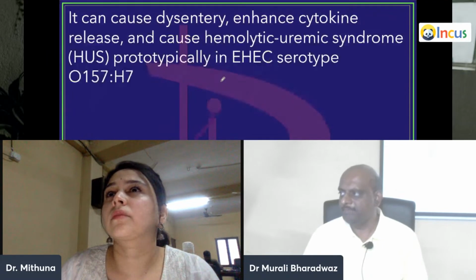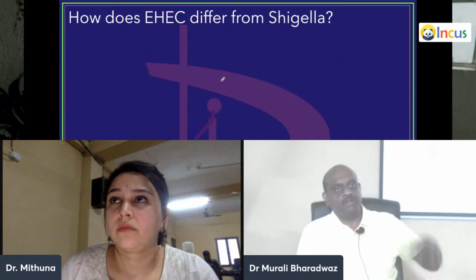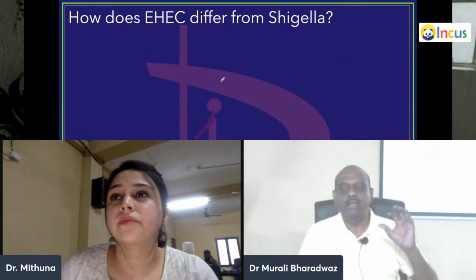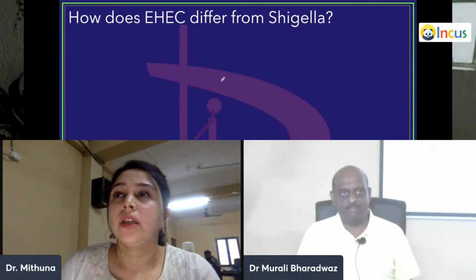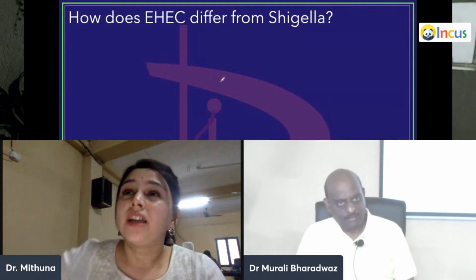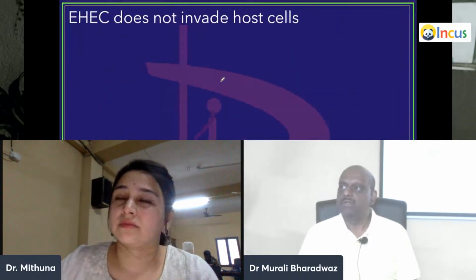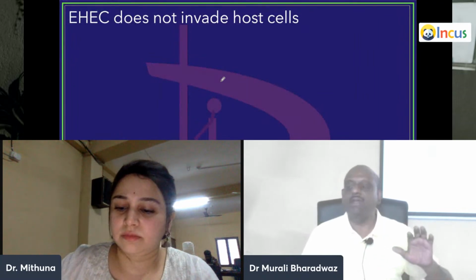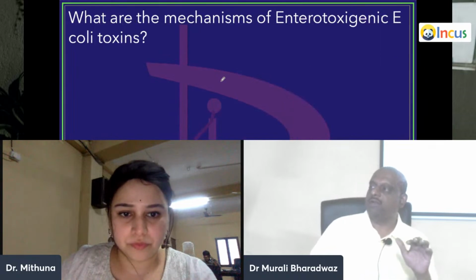Now, doctor, Shigella and EHEC both produce Shiga toxin and are similar. But is there any difference between them? Yes, Shigella enters into the cell, but EHEC attaches to the cell surface. It doesn't invade the cell. Good. So EHEC does not invade the host cell, unlike Shigella, is what we need to remember.